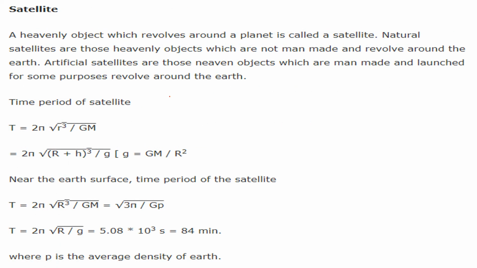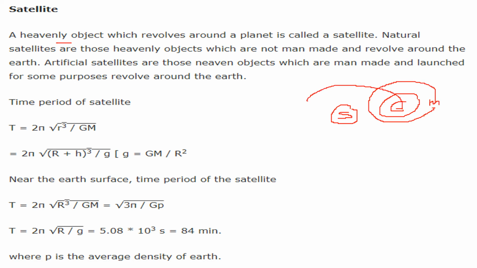Satellite. We have man-made satellite, we have natural satellite. So a heavenly object which is revolving around a planet is called a satellite. So if we have sun, we can say that Earth is a satellite. Moon is a satellite of Earth because moon goes around Earth.